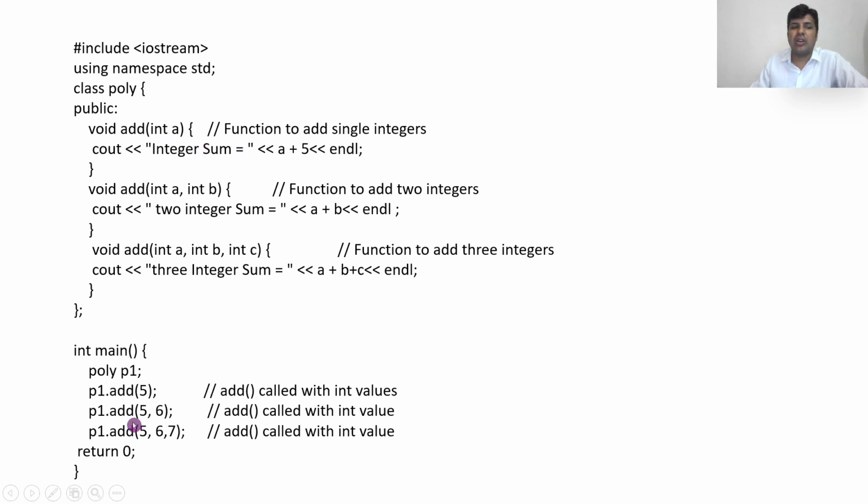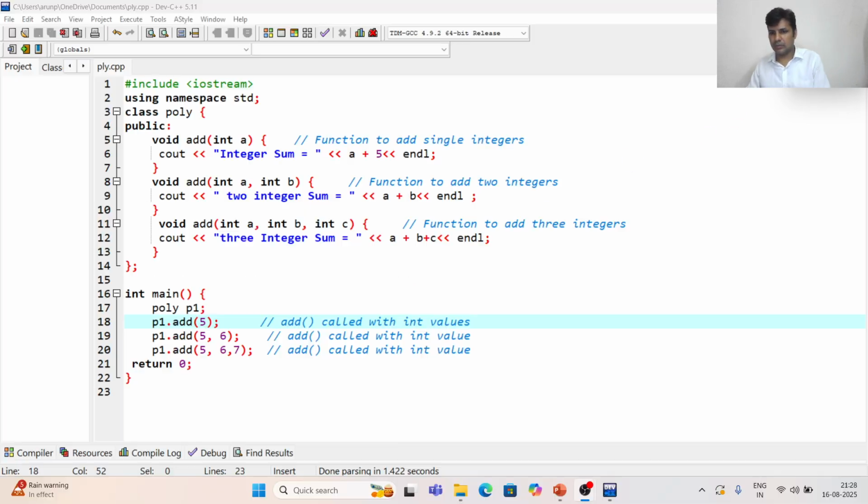When I call p1 dot add 5 comma 6, it will print 5 plus 6, because 5 will pass to a and 6 will pass to b, so 11. And 5, 6, 7 means 5 plus 6 plus 7, which is 18. So 10, 11, 18. Let us see. Now we are in Dev C++, so I have taken the same program.